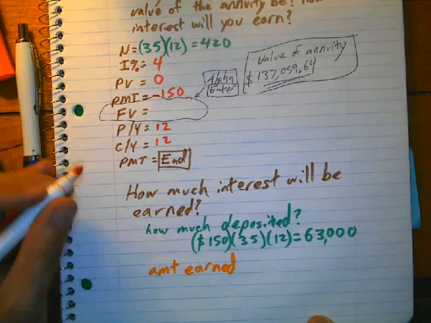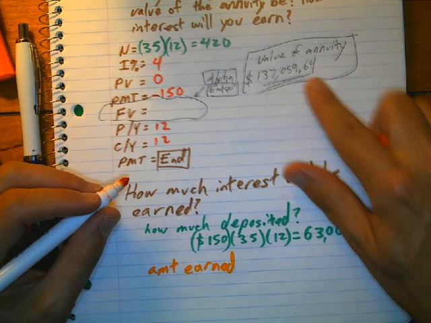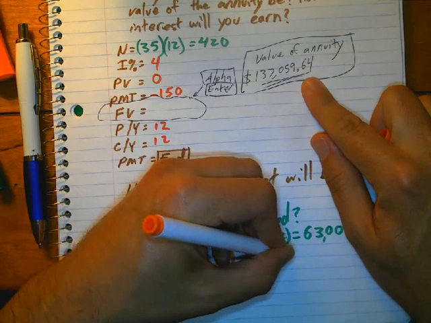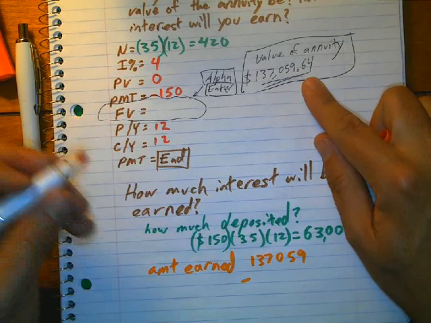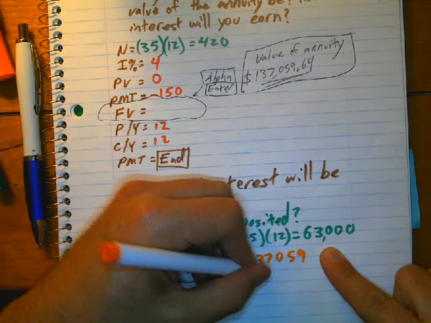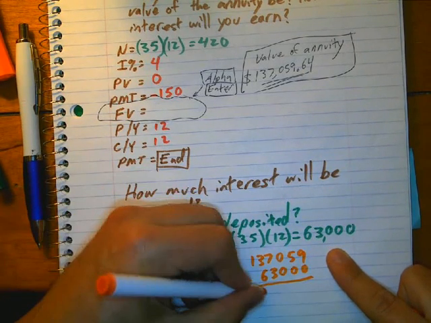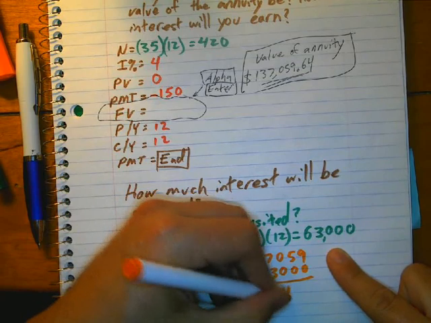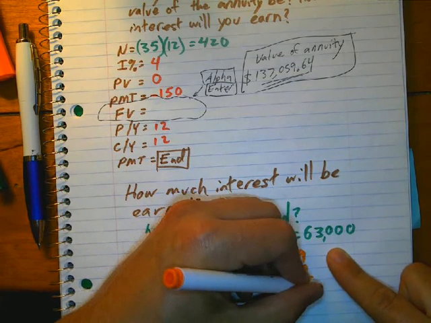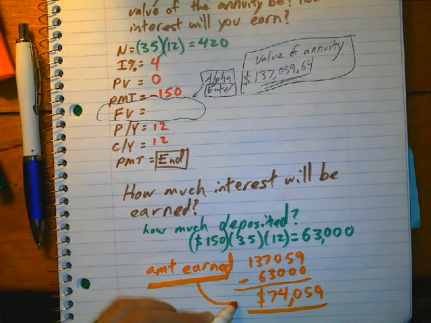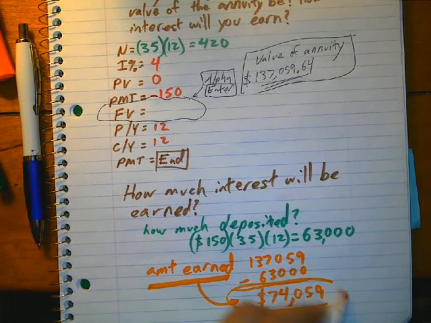So the amount earned is the value of the annuity minus the 63,000, and that gives me $74,059. So this is the amount earned by doing this annuity.